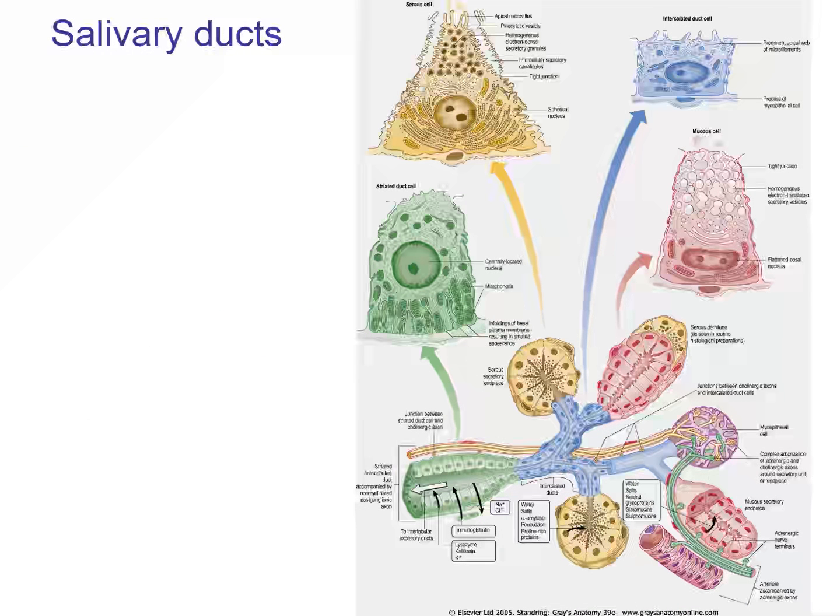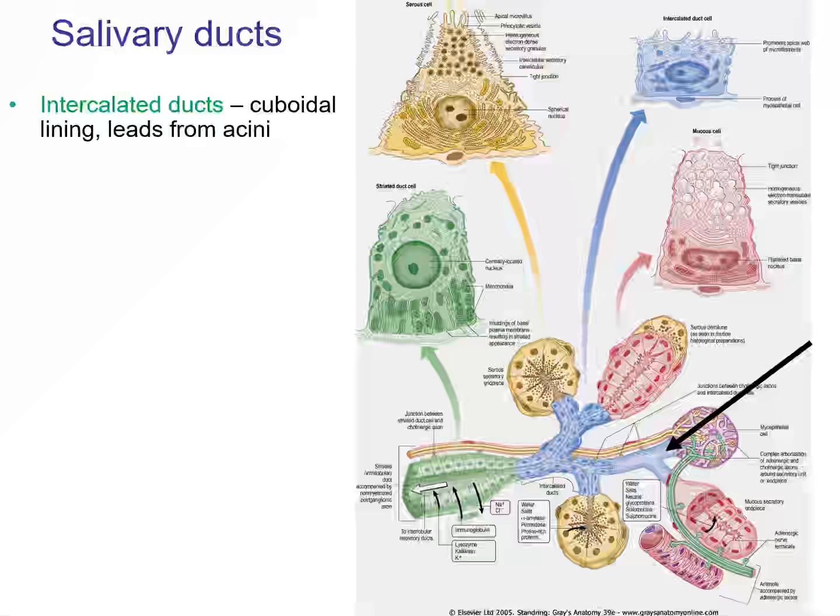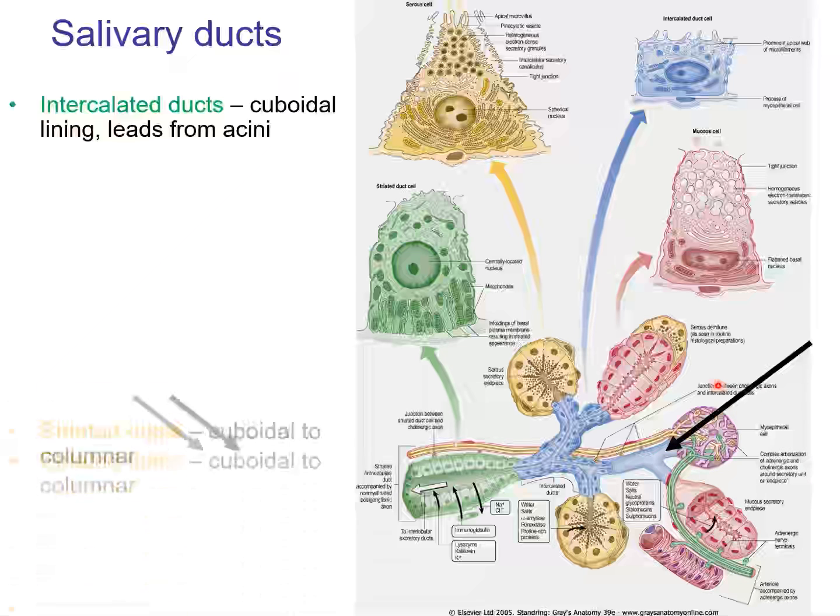The salivary ducts. Already I mentioned the salivary ducts has three portions. The portion immediately adjacent to the acinus, or which comes out from the acinus, is the intercalated duct. And intercalated ducts are lined by simple squamous or cuboidal epithelium. It has lot of physiological functions also.